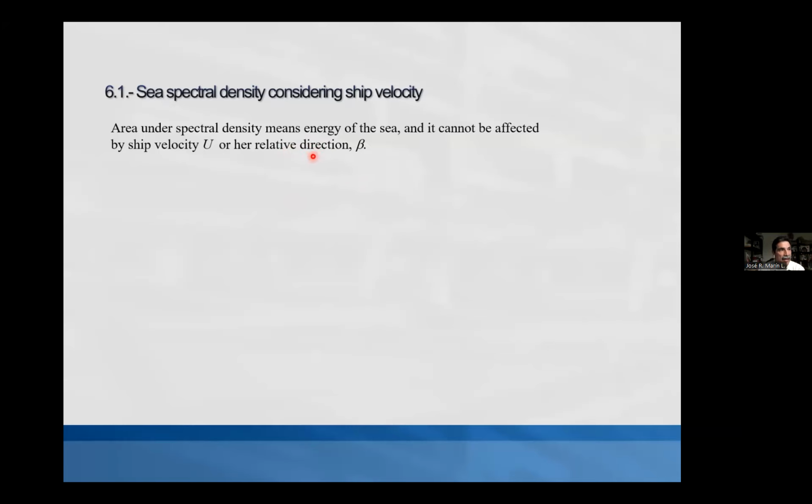And then we divided by the width of each one of these strips, and the result is spectral density. Now, the area under the spectral density is energy somehow. Now, this energy, okay, you have a sea state 3, 4, 5, whatever. You have a certain amount of energy.